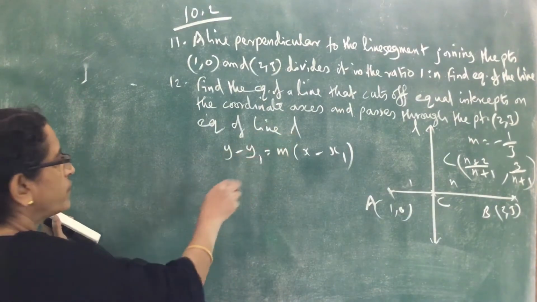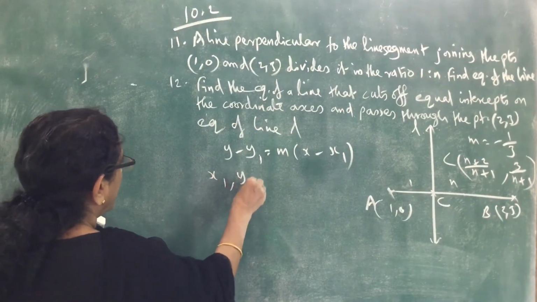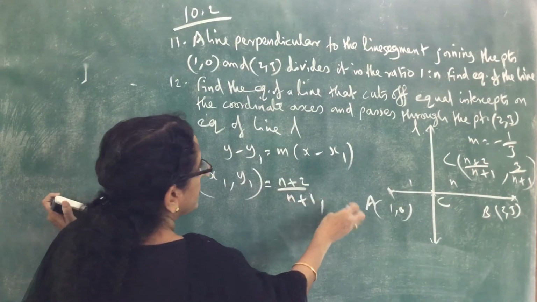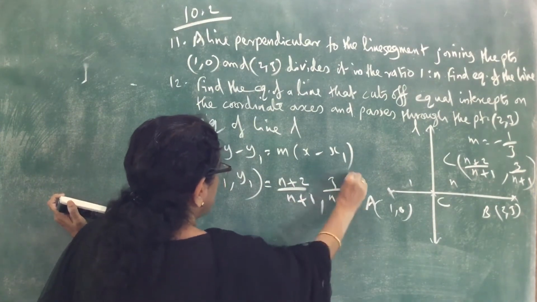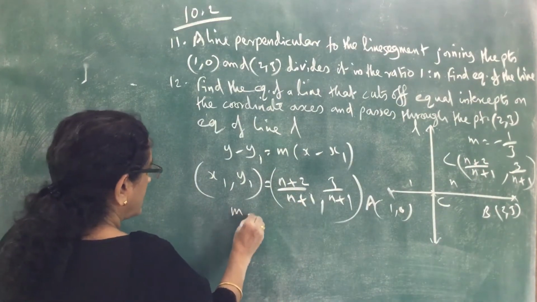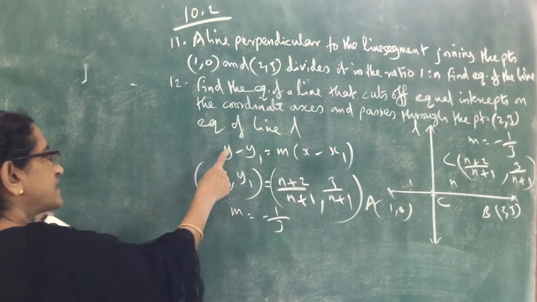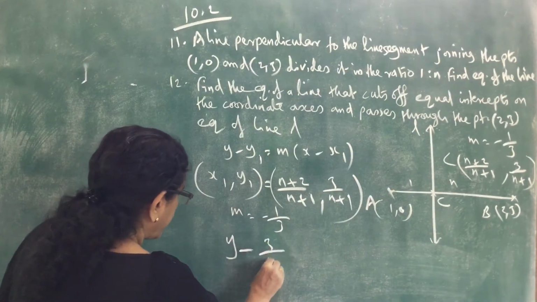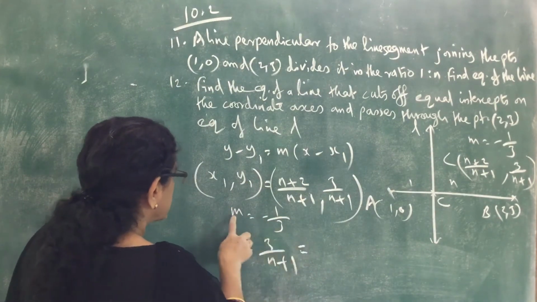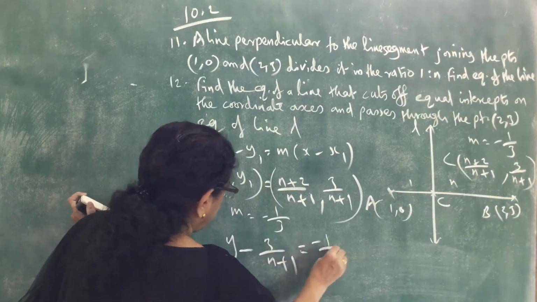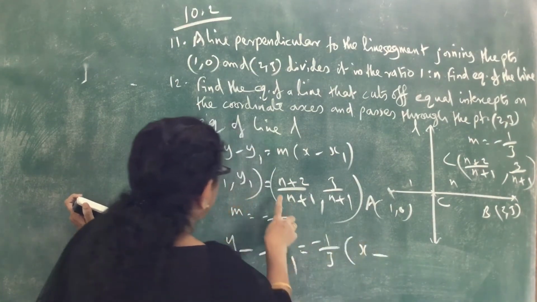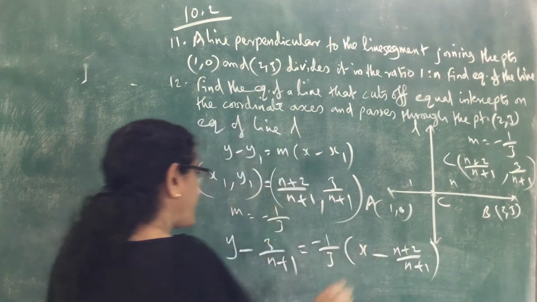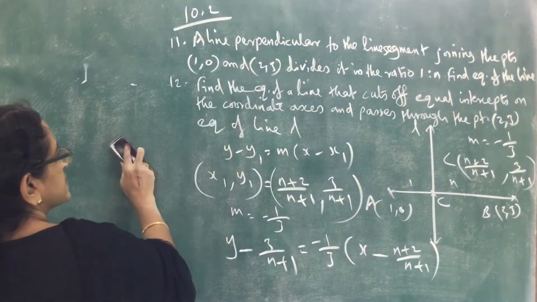What is x1, y1? One point on the line is (n plus 2 by n plus 1, 3 by n plus 1). Then the slope m equals negative 1 by 3. Substitute this in this formula. So y minus y1, what is y1? 3 divided by n plus 1, equals slope m, minus 1 by 3, into x minus x1, that is n plus 2 by n plus 1. Now simplify, you will get the equation.